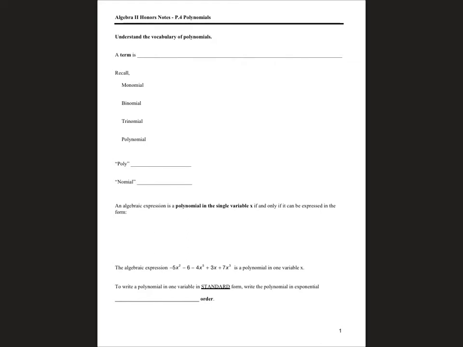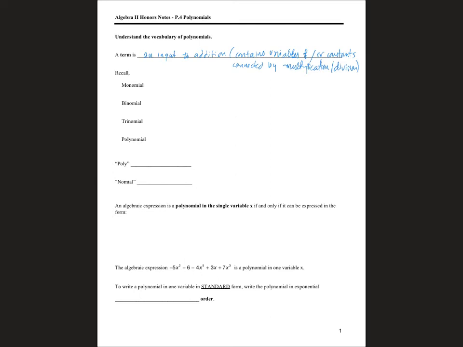A term is an input to addition. So what does that mean, input to addition? Well, it contains variables and or constants, so letters and numbers, and they are connected by multiplication and division, not addition and subtraction, multiplication and division.